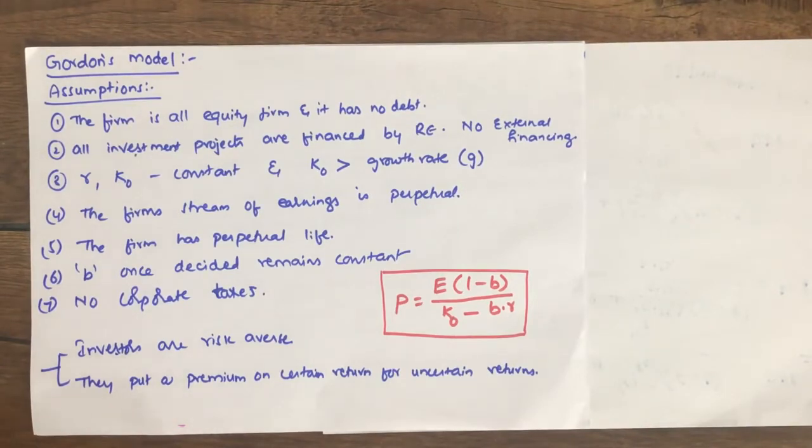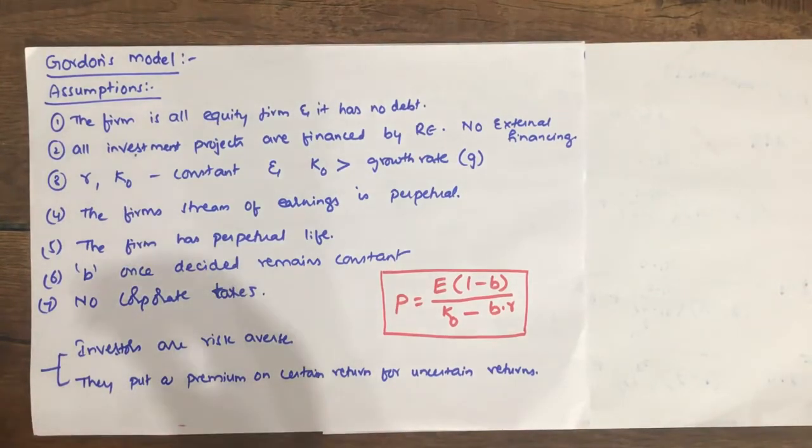In this video, I am going to explain in detail Gordon's model of dividend decisions. Gordon's model is based on two simple arguments. The first one is that investors are risk averse and they put a premium on certain returns over uncertain returns. What do you mean by this?